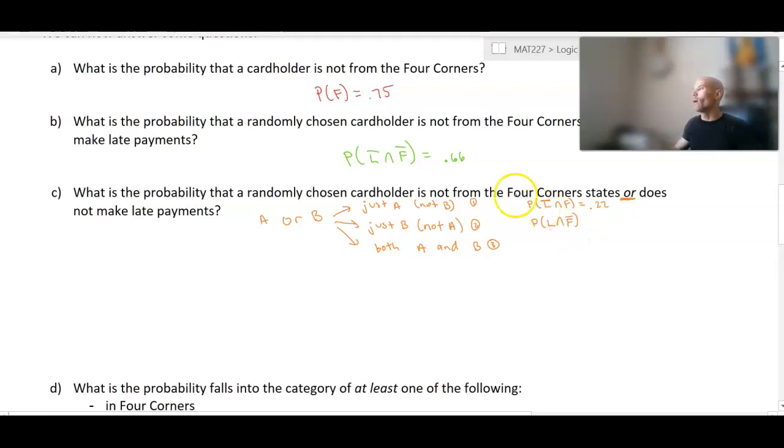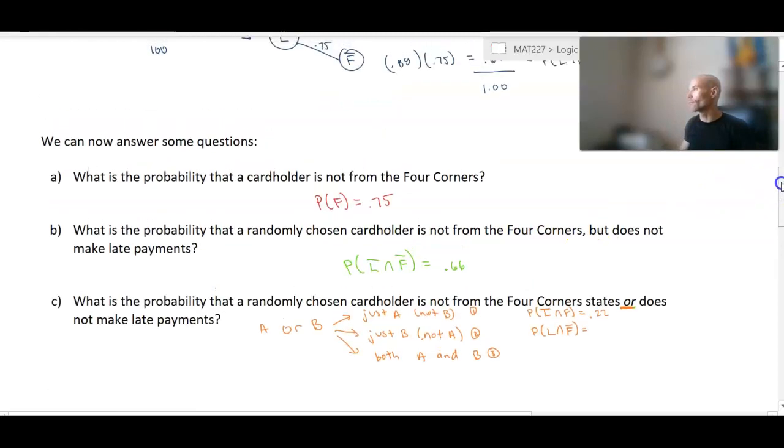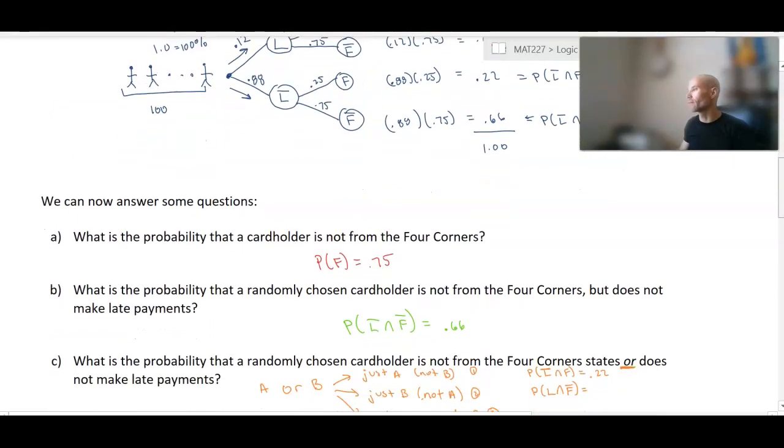Okay, so they have to have at least one bar in there. In other words, if you want to really simplify this, as long as one of those events has a bar over it, then it qualifies as not being from the Four Corners or does not make late payments. Okay, let's figure out what percentage of people this represents.